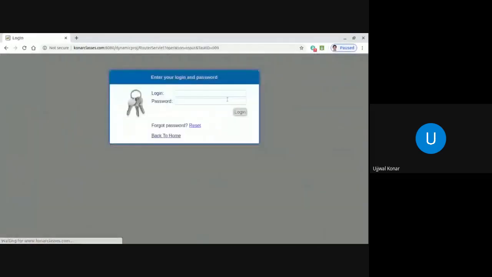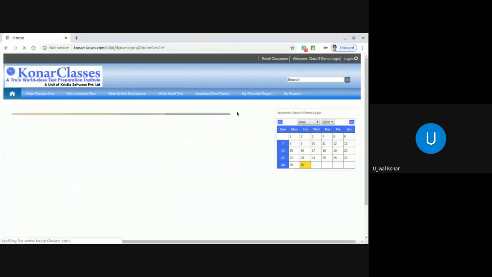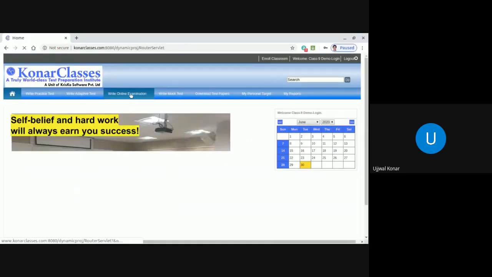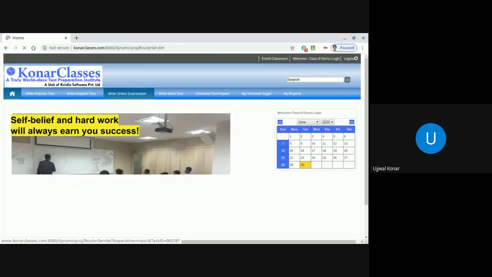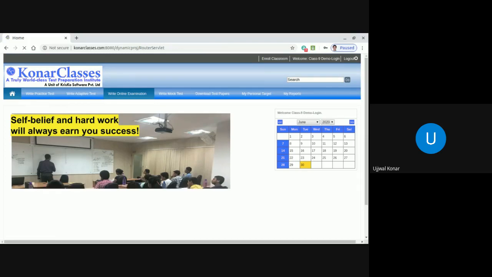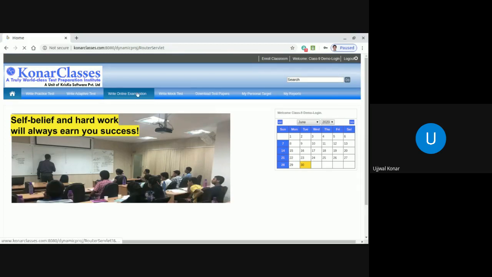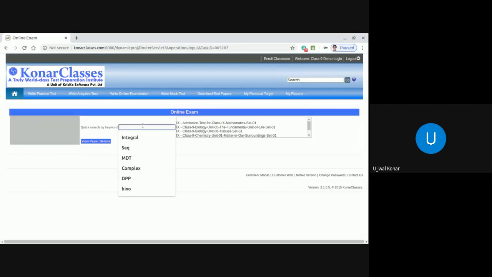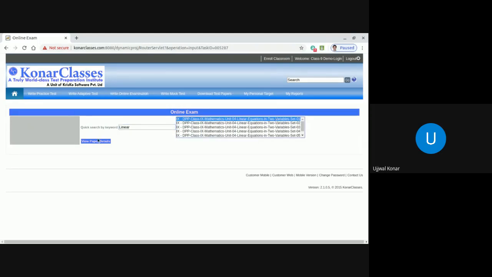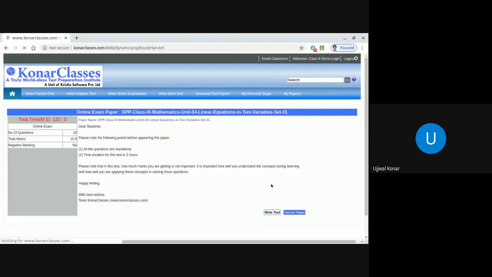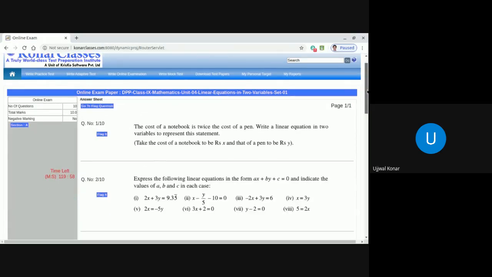You click on login, then give your login ID and password. Once successfully logged in, go for the write online examination. Click on the write online examination. Then you get linear equations in two variables set 1, set 2, like this. Then you start getting questions, right?